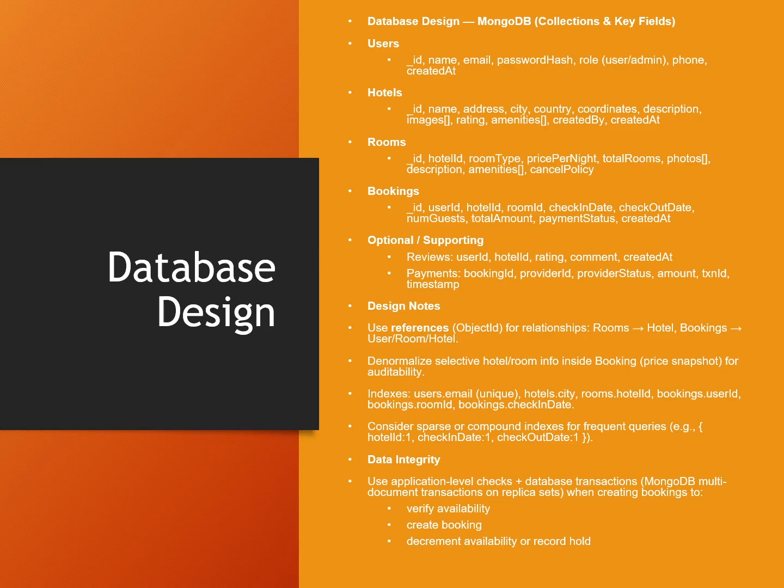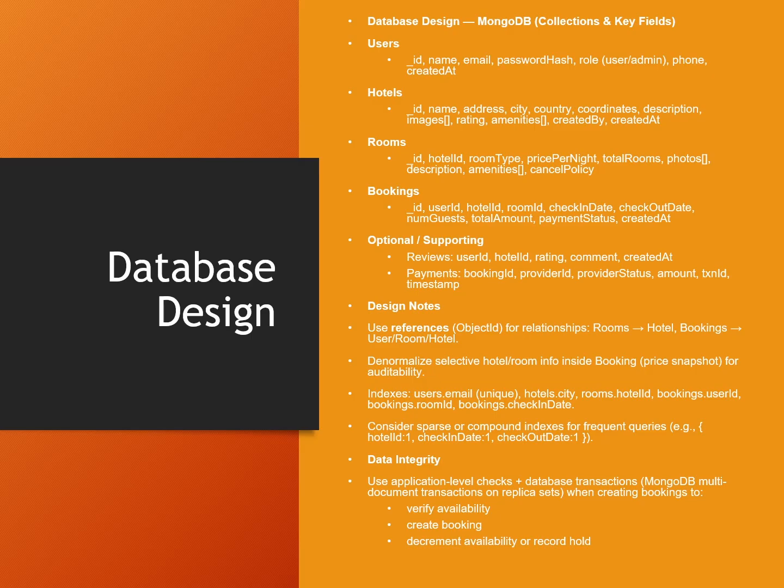For the database, I chose MongoDB because the application needs flexible schemas for hotel metadata and room types. I divided data into collections: users, hotels, rooms, and bookings. Relationships are modeled with object ID references. For example, each room stores a hotel ID, and each booking stores user ID, hotel ID, and room ID.